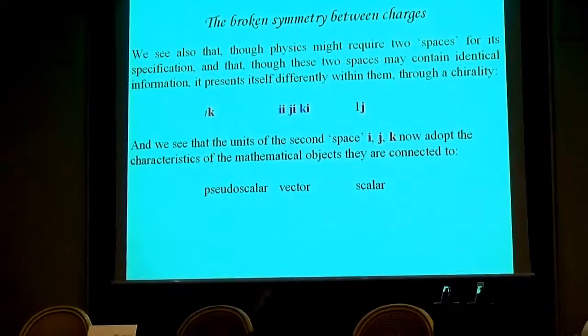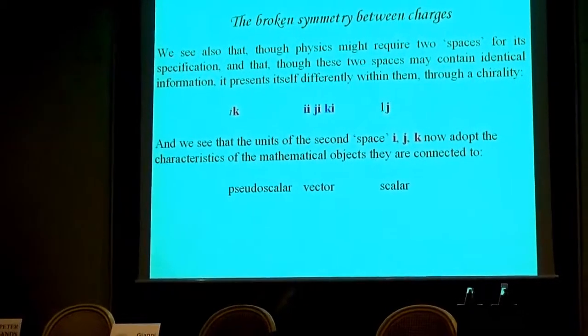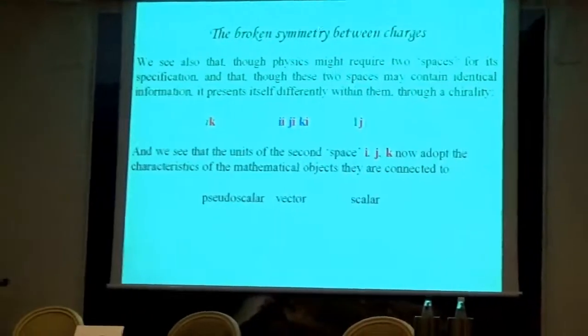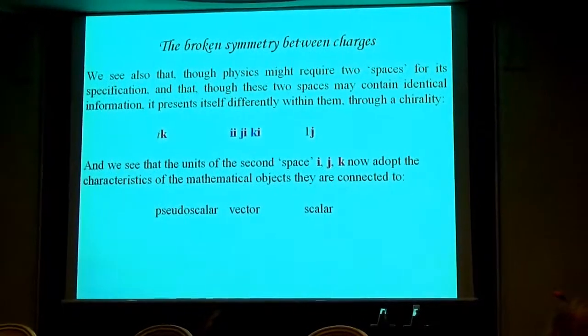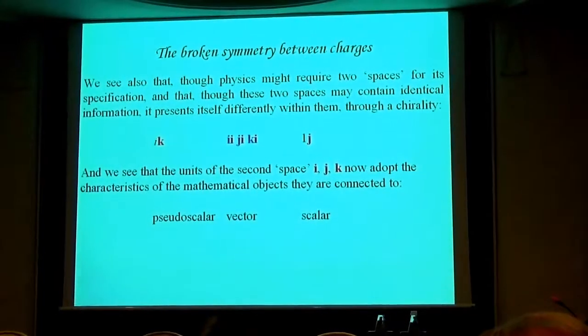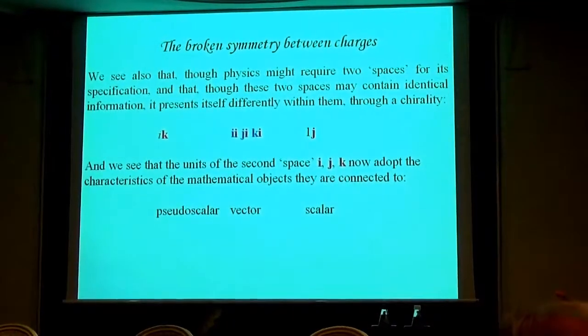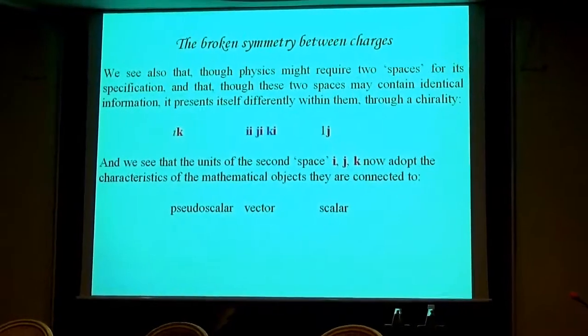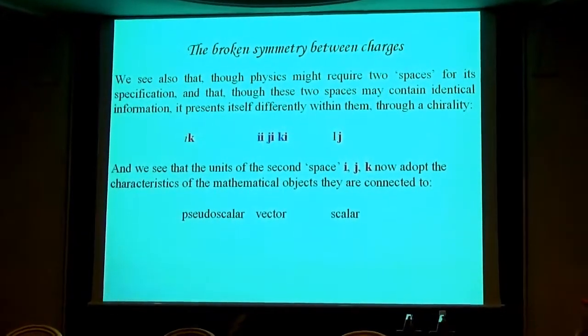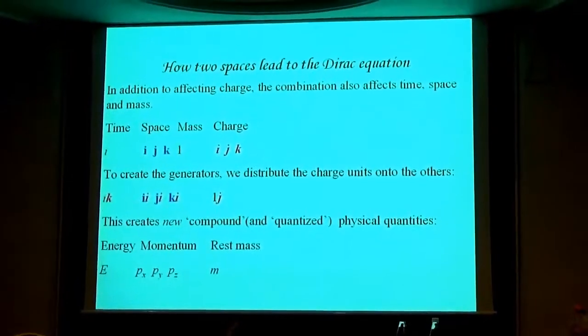So, we see that we can do it in terms of spaces as well as in terms of vectors and quaternions. We can see the second space now adopt different characteristics. So one of our spaces is broken, the other one isn't. One of our spaces is observable because it is a space, the other is just a mathematical construct, and so it isn't a space.